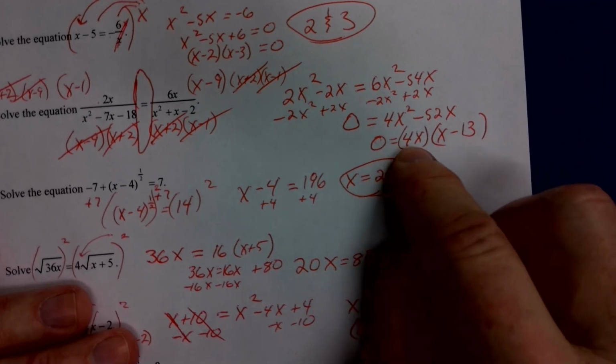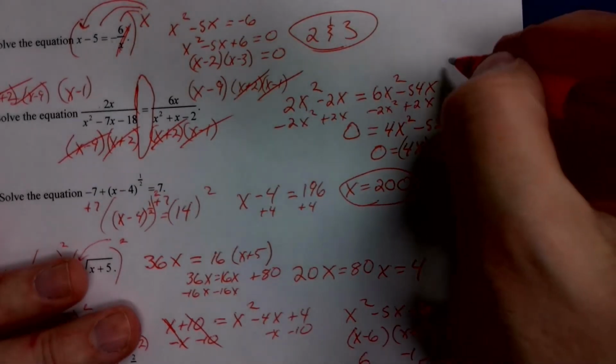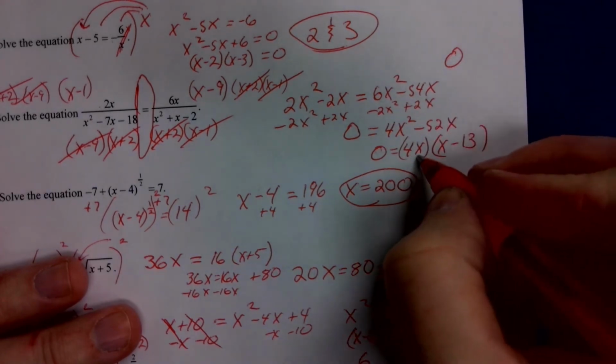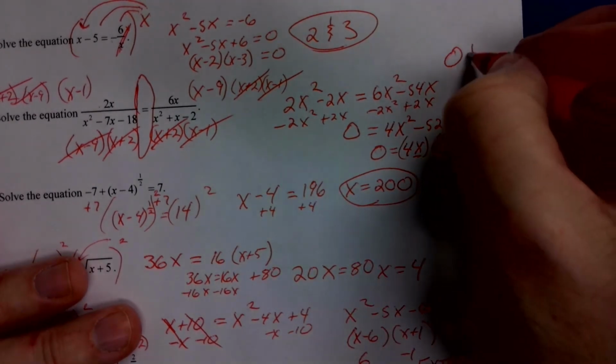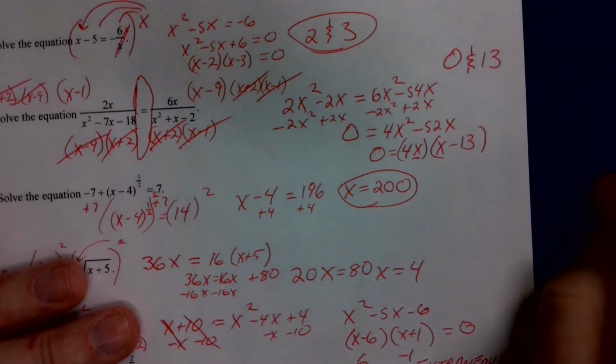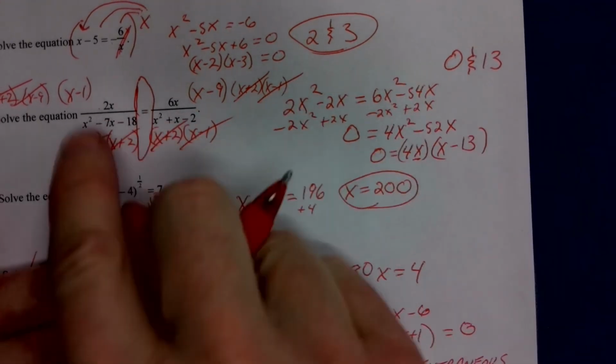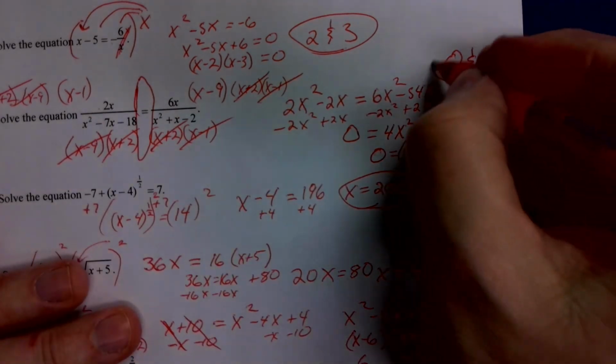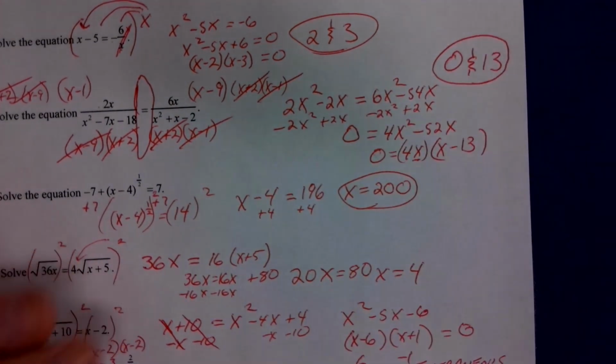Okay, so either this is 0 or this is 0. So that means I have a solution at 0, because that would have to be 0, and I have a solution at 13. I can go ahead and check those back in the original problem, but guess what? They do both work. So that's my final answer on that.